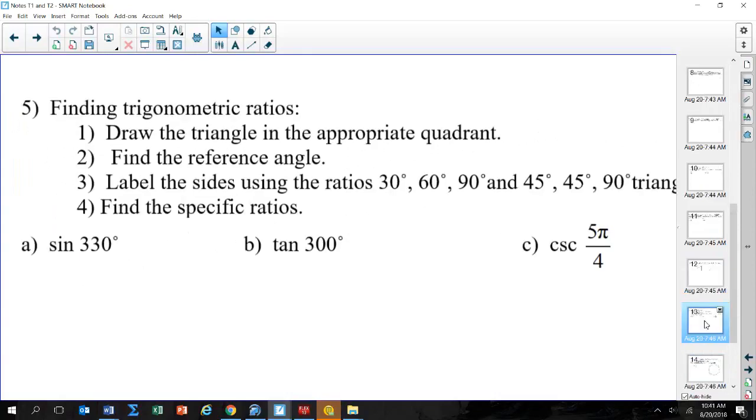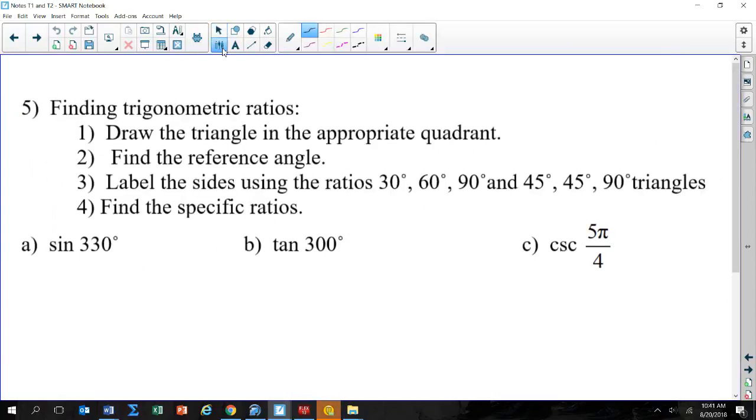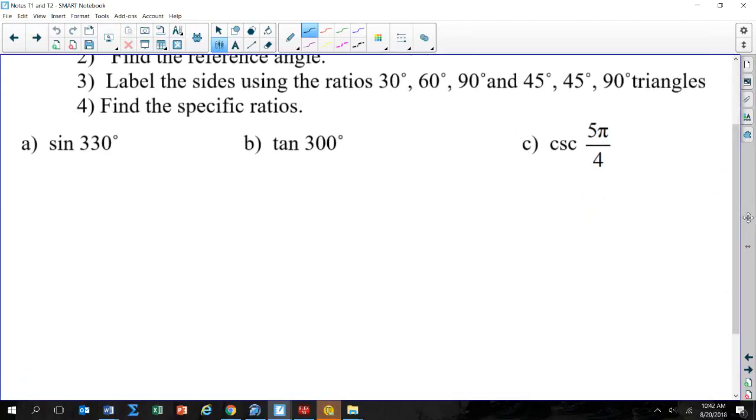Here we go. Okay, sine of 330. I'm going to first start by drawing a triangle in the appropriate quadrant. That would be the fourth quadrant. There's my terminal side. And in order to construct the triangle, remember we go from the terminal side to the what? X-axis, right? Drop a perpendicular from the terminal side to the x-axis. My reference angle works the same way. I go from the terminal side to the x-axis. That's my reference angle right there in blue.